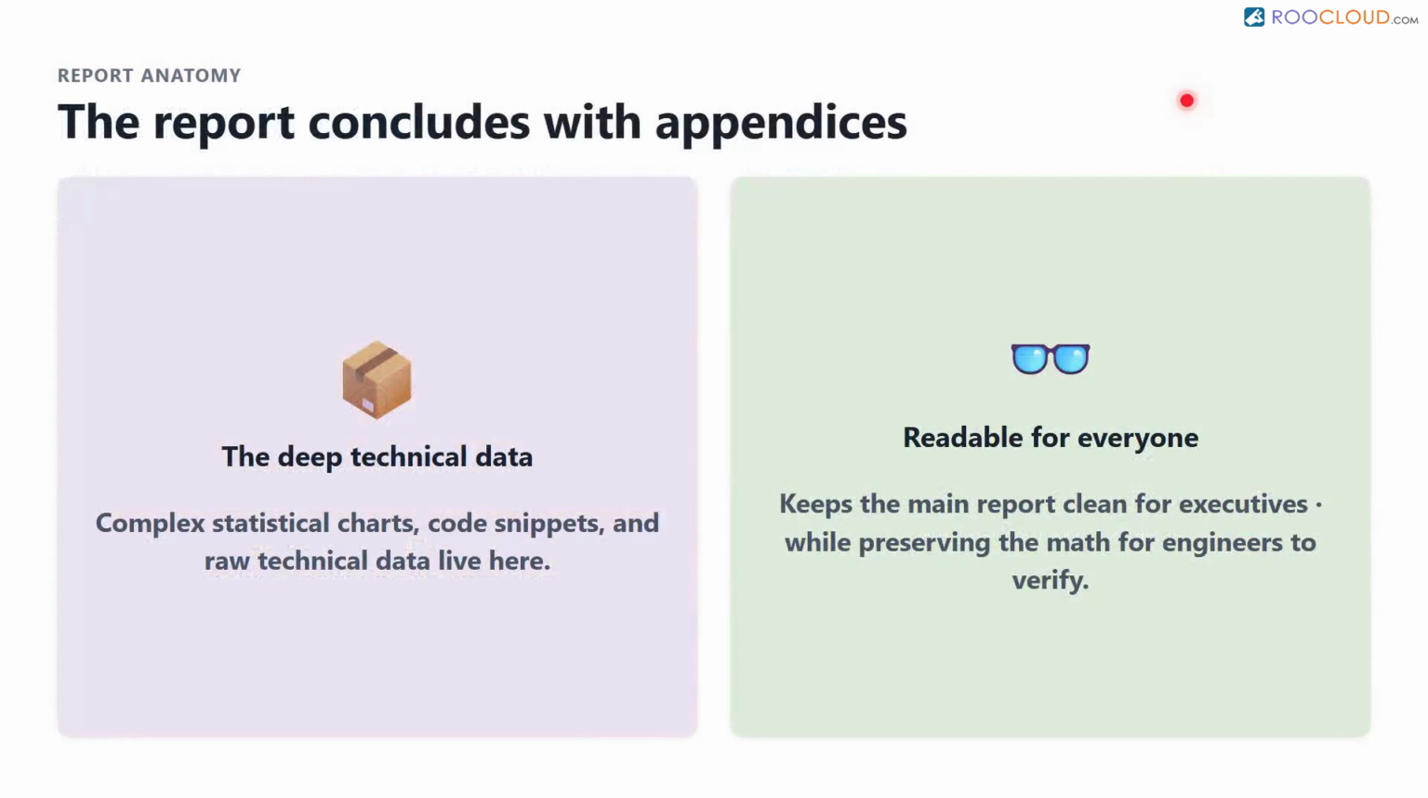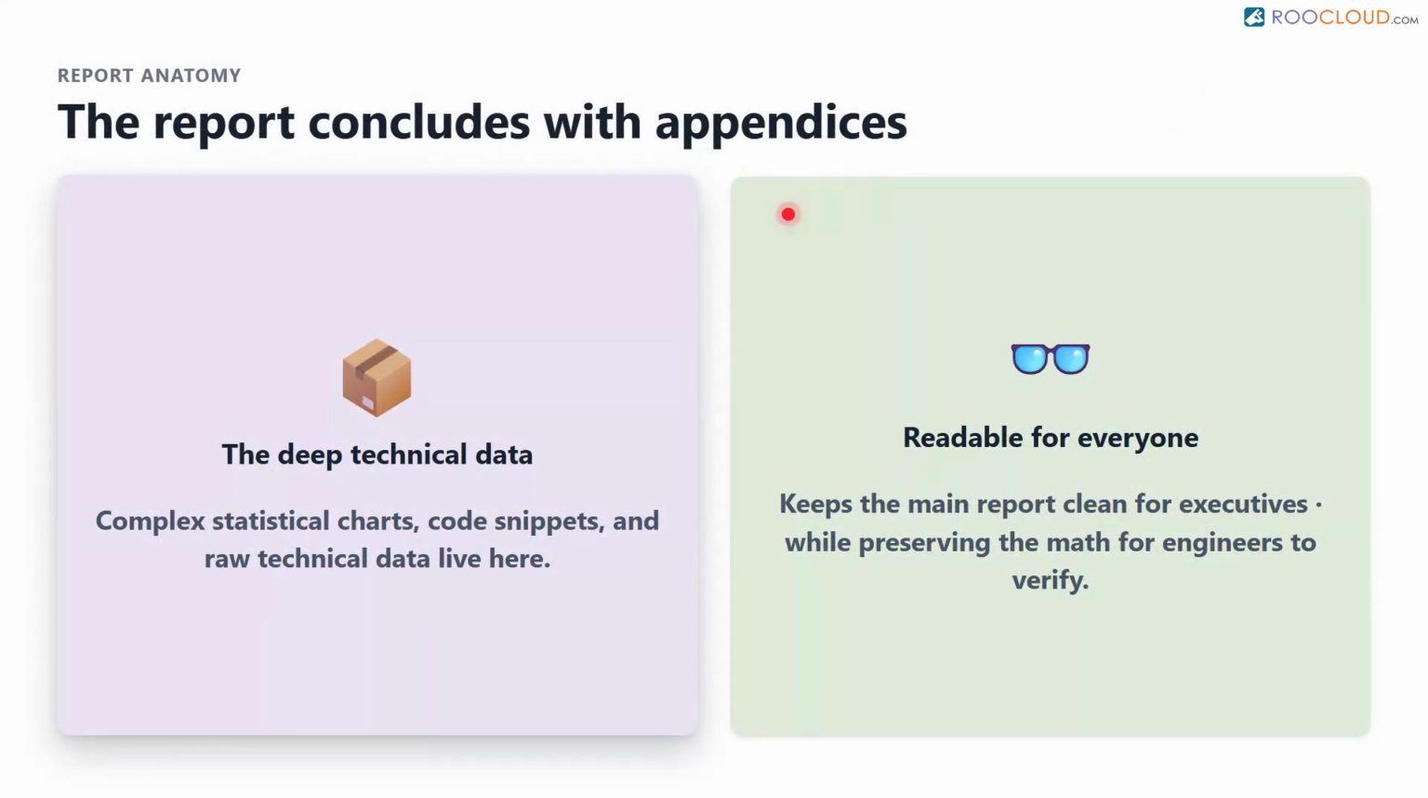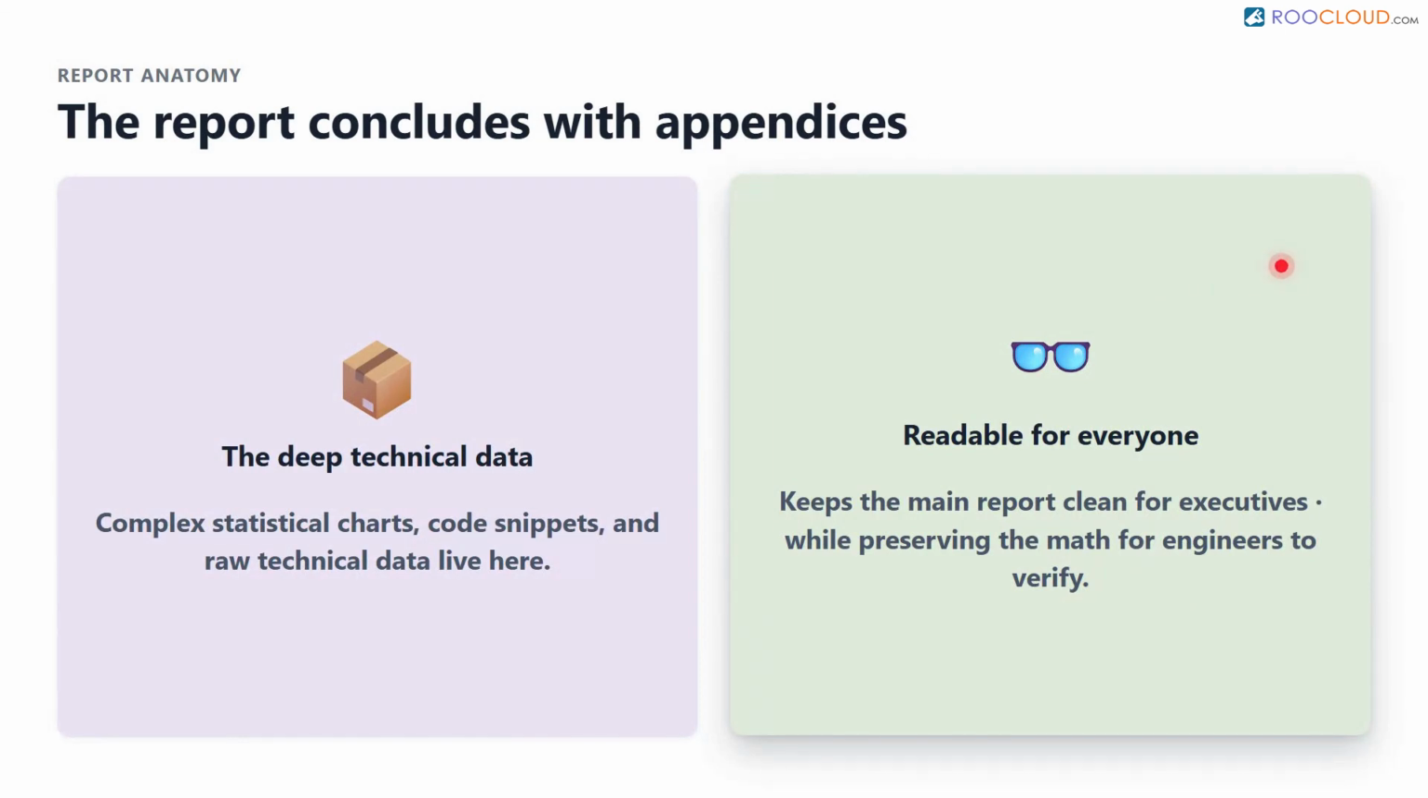Finally, the report concludes with the appendices. This is where we dump the highly complex statistical charts, code snippets, and raw technical data. It keeps the main report readable for executives while preserving the deep math for engineers who need to verify our work.